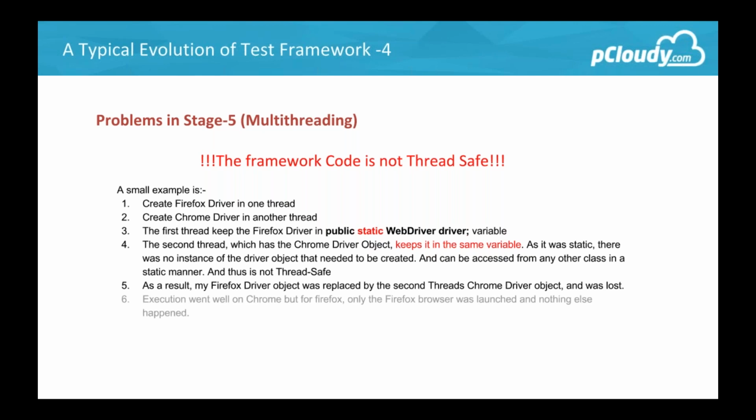So in any subsequent execution, on Chrome the execution went well, but on Firefox only the browser was launched and nothing else happened. Why? Because the browser was launched when the Firefox driver was created, and it was kept in this util.driver object, but then the util.driver object was replaced by the Chrome driver.